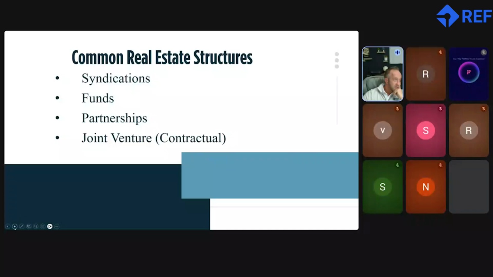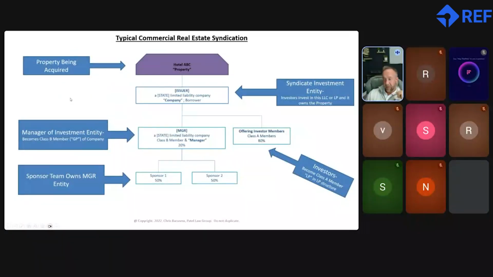I'm going to go through this. I'll show you guys the structures. Here we go. A typical real estate syndication, this is an example of an org chart. At the top in purple, you've got the actual piece of real property that is owned by, in this example, an LLC, which I have listed as the company. That's the syndicate entity or investment entity where investors put their money. Off to the right, you'll see the offering investor members. They become members of the LLC and they put their capital in. And you also usually have a separate LLC that acts as the manager. And then the sponsor, or the person putting the deal together, owns that management entity.